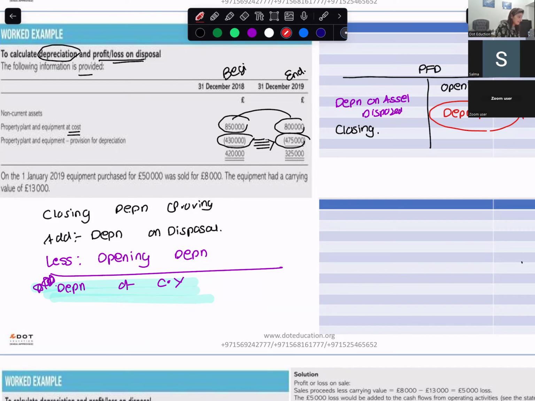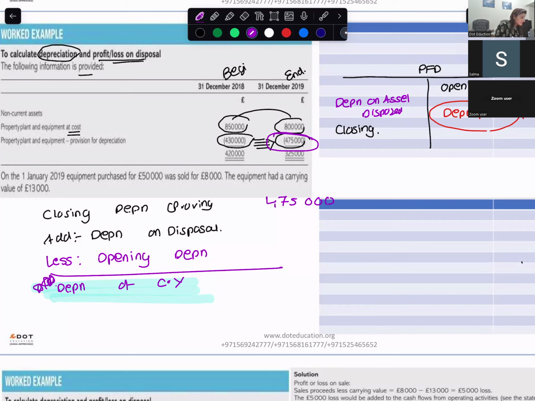Fine. Now if I say I know my closing depreciation is how much? 475. Okay, my closing depreciation is 475,000. My opening depreciation is how much?